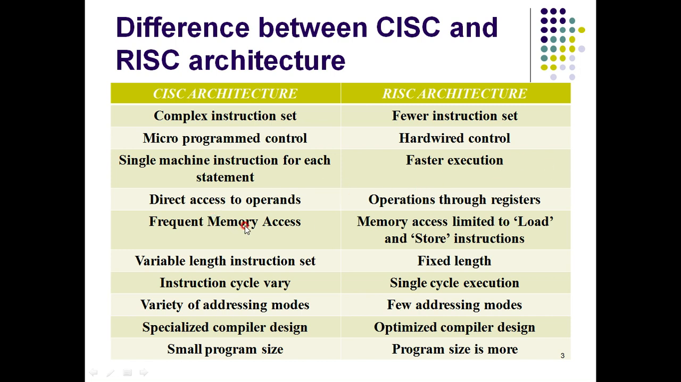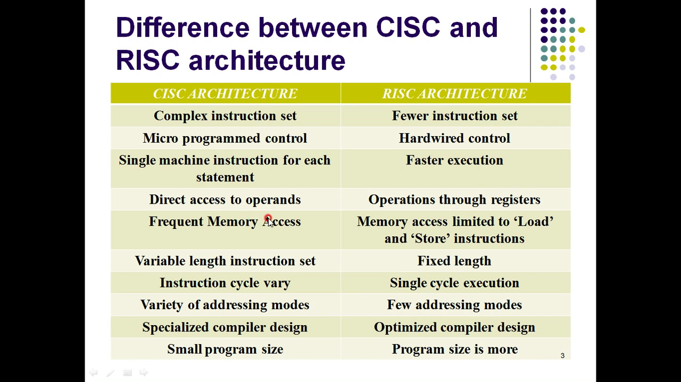Now the another major difference here, the memory access, that is, as we are taking directly the operands from the memory, therefore the memory access will be frequent. That is, we will be accessing the memory more frequently. But whereas here the memory access is less. Why? Because we are taking the operands through the register. That is the major difference.